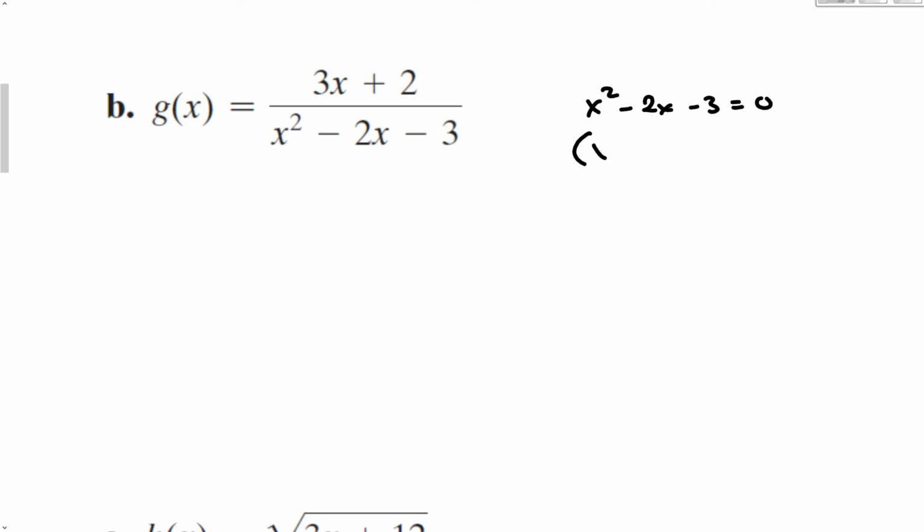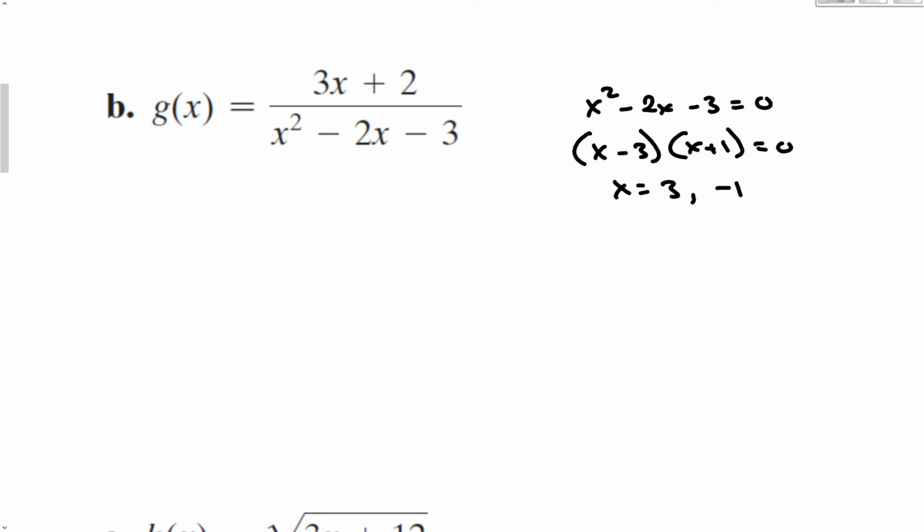This would factor into x minus 3, x plus 1, which means that x would be equal to 3 and negative 1. So those are the two places where the denominator would be equal to 0 if x is equal to either one of those two numbers. So when I make my domain, I'm going to have to skip over those two numbers, but I want every other number. The domain of this function is all real numbers except for 3 and negative 1.